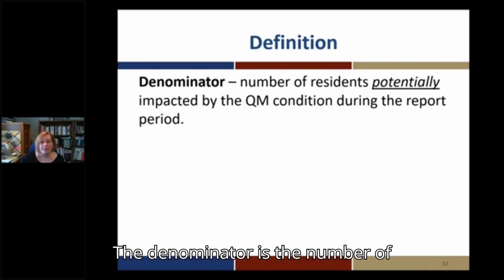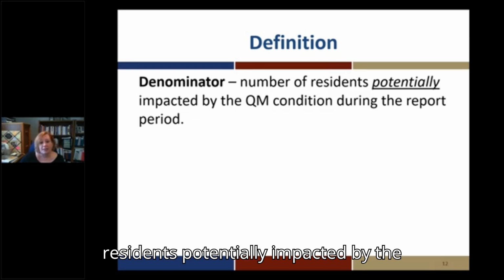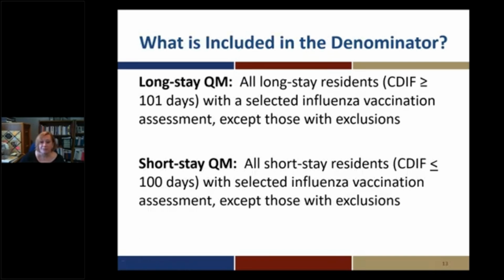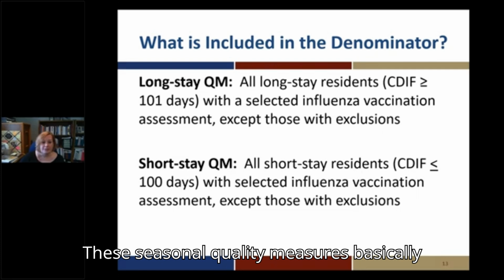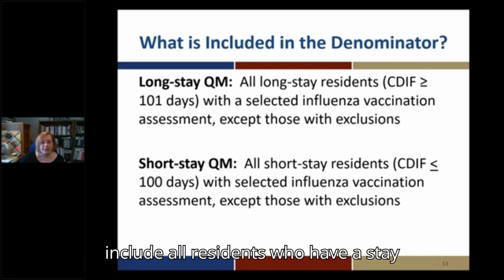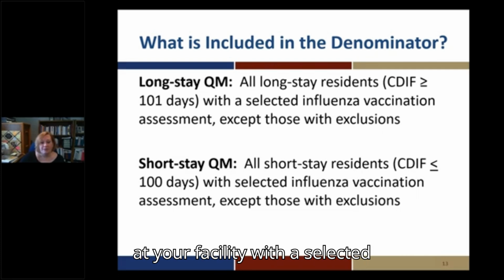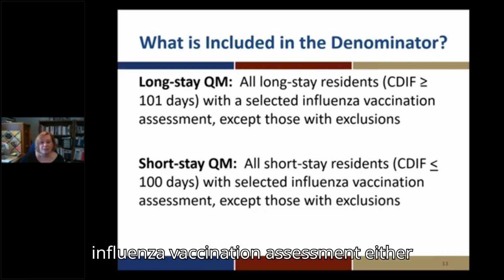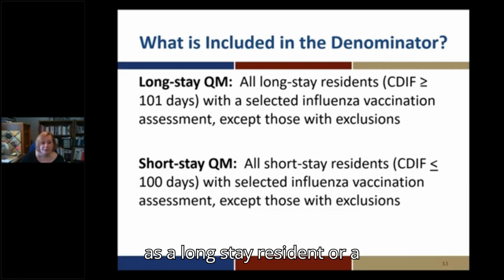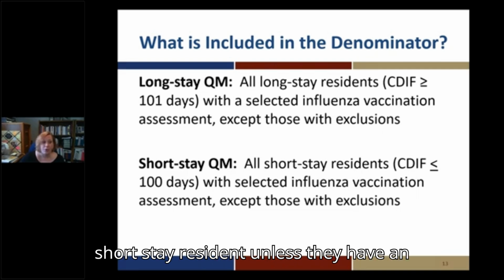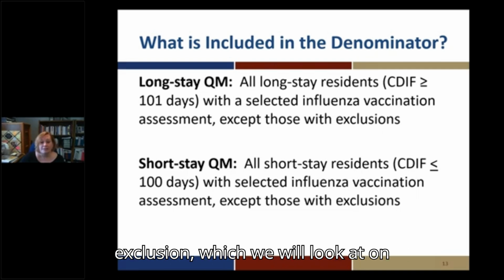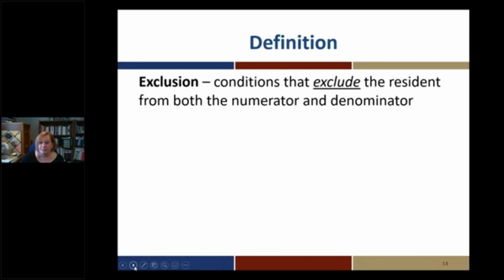The denominator is the number of residents potentially impacted by the quality measure condition during the report period. These seasonal quality measures basically include all residents who have a stay at your facility with a selected influenza vaccination assessment, either as a long stay resident or a short stay resident, unless they have an exclusion, which we will look at on the next slides.